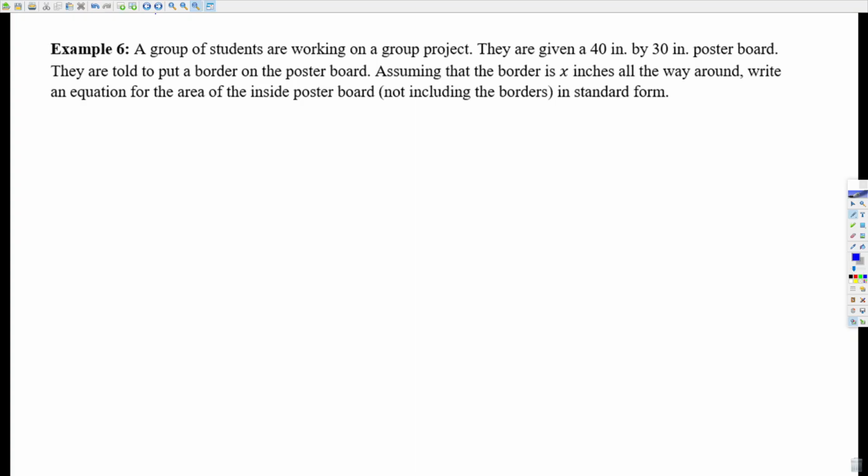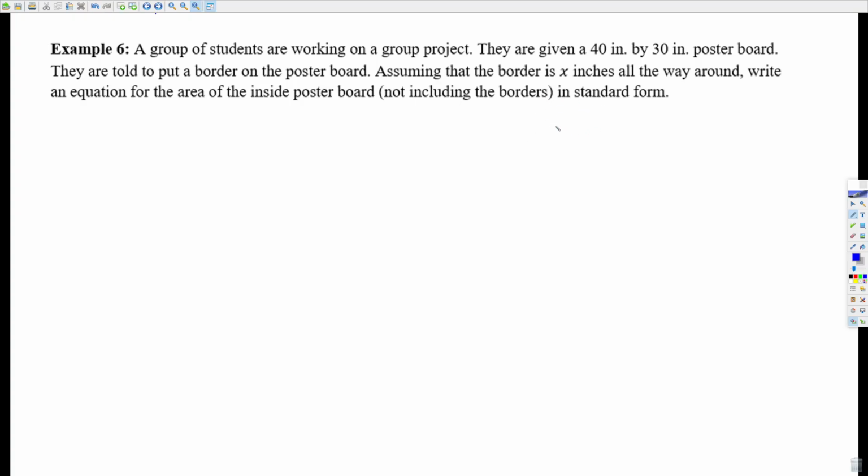Okay, last example. A group of students are working on a group project. They are given a 40-inch by 30-inch poster board. They are told to put a border on the poster board. Assuming that the border is x inches all the way around, write an equation for the area of the inside of the poster board, not including the borders, in standard form.